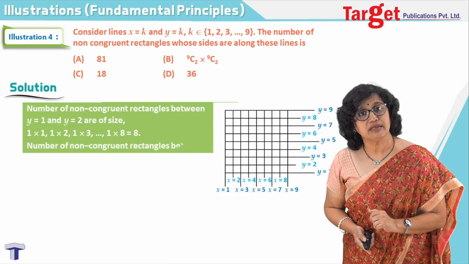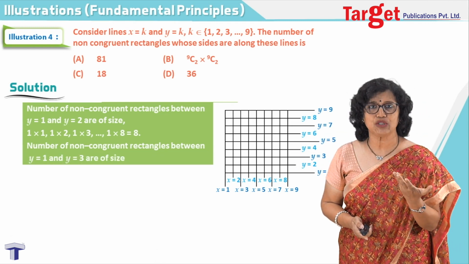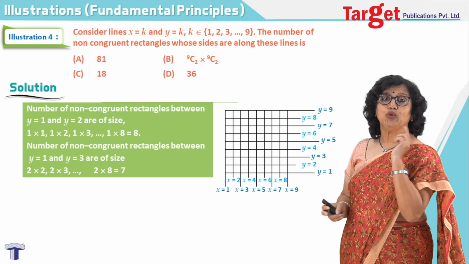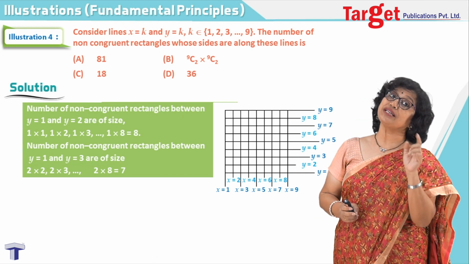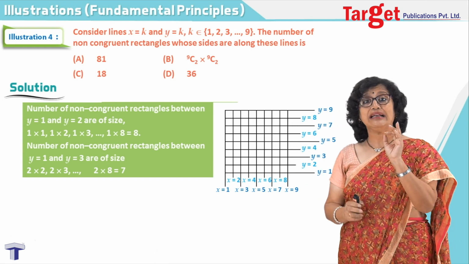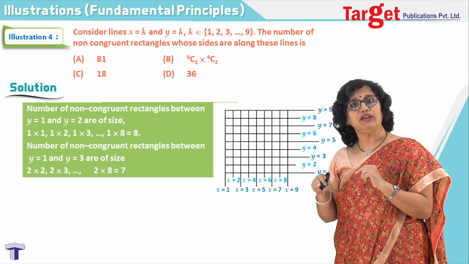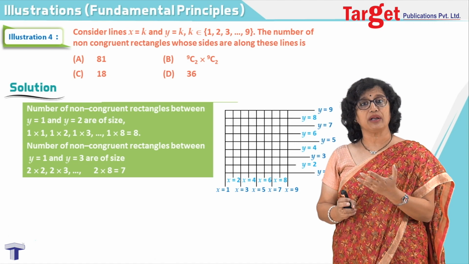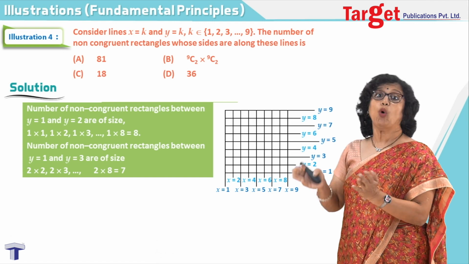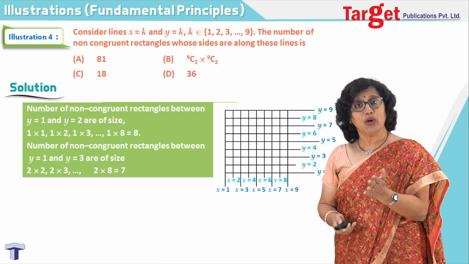Now I go for the next, and then I check between y equal to 1 and y equal to 3. Between these two lines, how many rectangles can we have? Mind you, please, we start that number with 2 by 2. We do not count rectangles of size 2 by 1. Why do we do so? Look at the question at the top. The question says we need non-congruent rectangles. Non-congruent means, if you have sizes 1 by 2 and 2 by 1, they are not non-congruent, they are congruent. You can put a rectangle of size 2 by 1 over a rectangle of size 1 by 2, and one would overlap the other. So they are actually congruent rectangles.